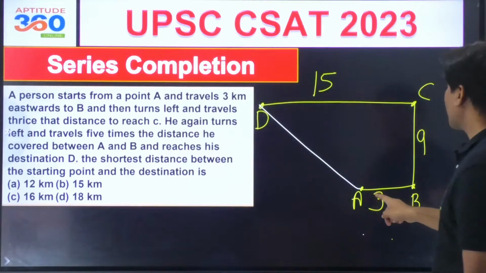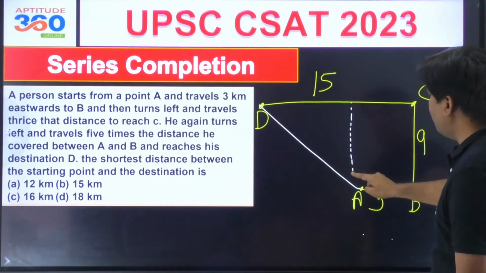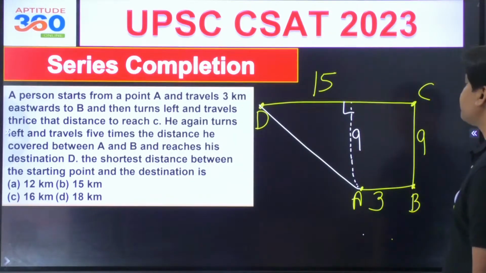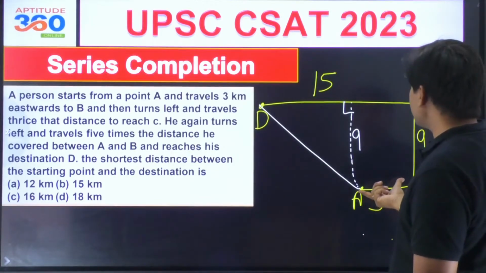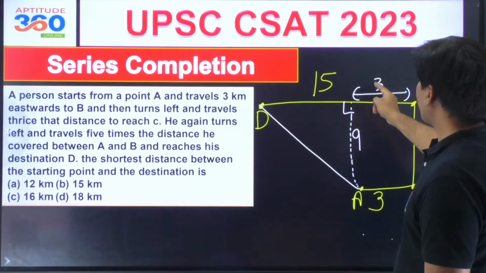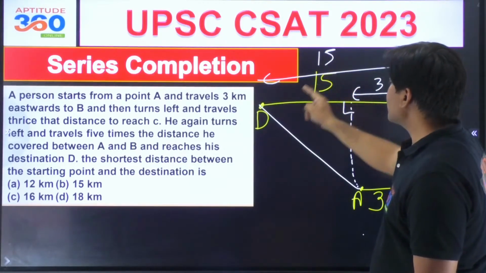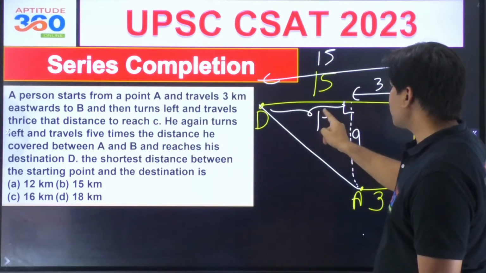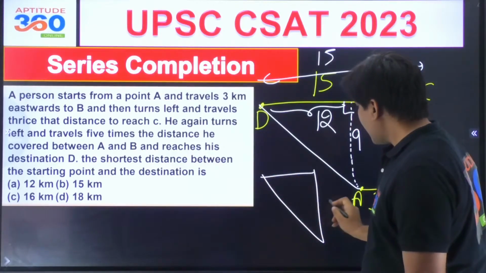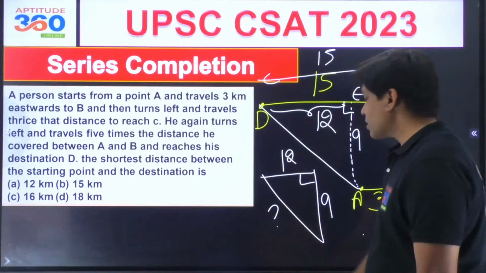Now understand this. If vertical distance is 9, it cannot be anything else. This distance will have to be 9, isn't it? And if this is 3, this will also be 3. And this total is 15. From here to here, this total is 15. So what is this distance out here? This distance is nothing but 12. So you have got a right angle triangle. And this is 9. This is 12. This angle is 90 degrees. Can you find out this distance?